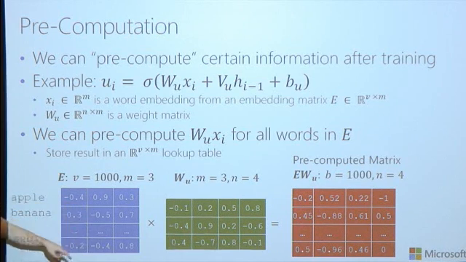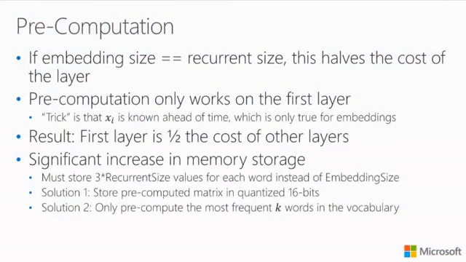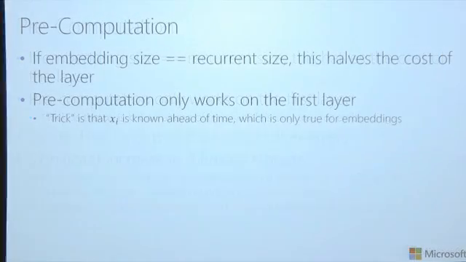Once you've computed it, you have, say, 1,000 vocabulary size by 3,000. Each word is a row in it. You have your weight matrix. Multiply them together. Now you have something with the same number of rows, but you have your matrix vector product already computed. And you just store that in a lookup table. And so this halves the cost of the recurrent layer if the embedding size is equal to the recurrent size. But it only works on the first layer because it's the only time where you know what X is. This means that the first layer is half the cost of other layers, which is important when you're deciding how to select the model.